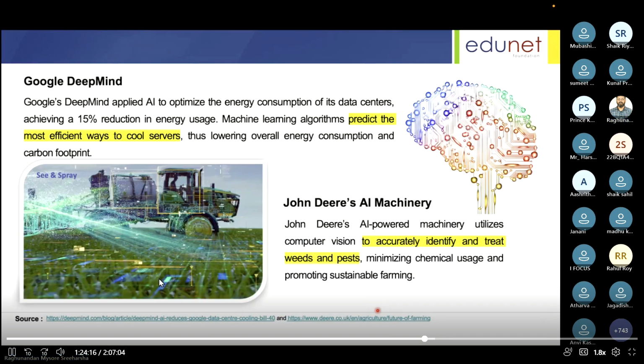That is what he's trying to say. And when you look into Google's DeepMind, it applied this AI optimization where it was able to achieve a 15% energy reduction. So how was this happening? Because the ML algorithms were efficient enough to run in such a way that it got to know how to use lesser resources for cooling the servers, and so lesser energy consumption.